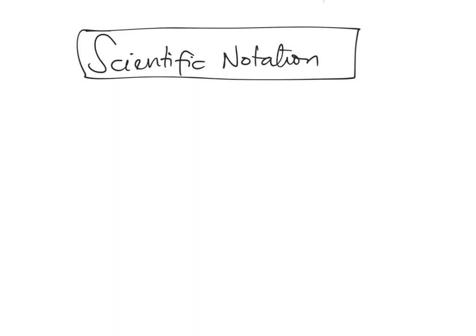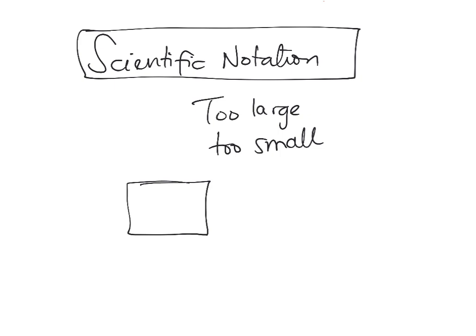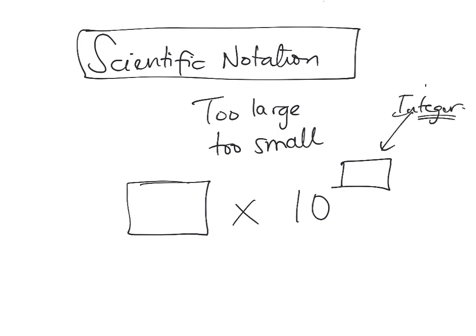Let's talk about scientific notation. When we're dealing with scientific notation, basically we're trying to take a number that might be either too large or too small, and we want to write it in a way that it has a certain number over here times 10 to a certain number over here. The number over here is usually an integer. Remember, integers are negative and positive numbers. So we want to take a number over here, multiply it by 10 to a certain power.